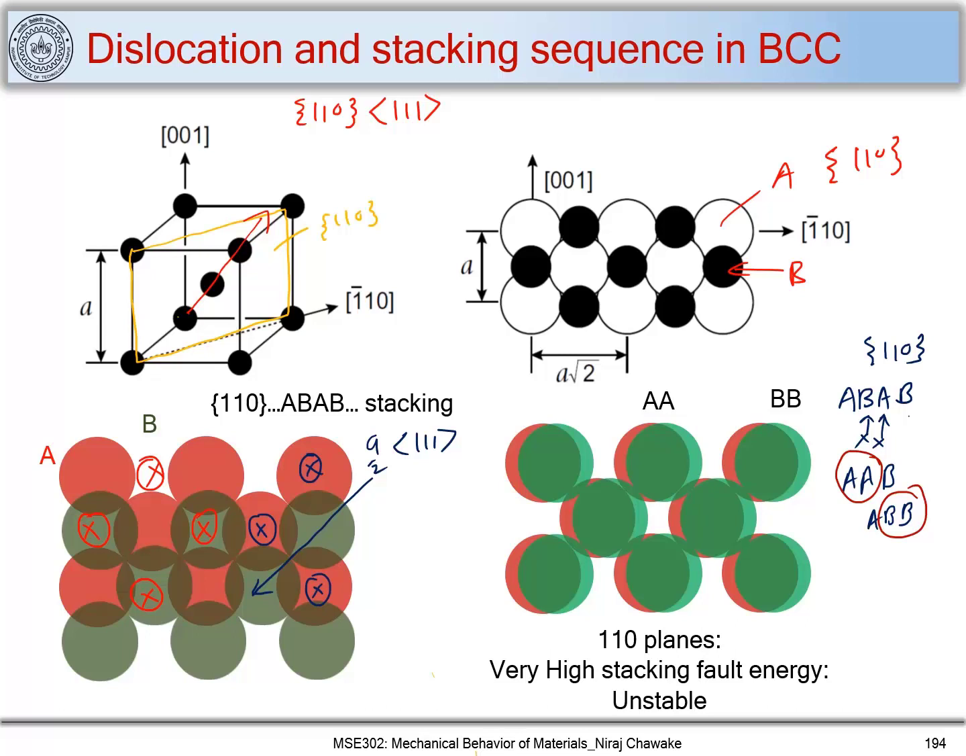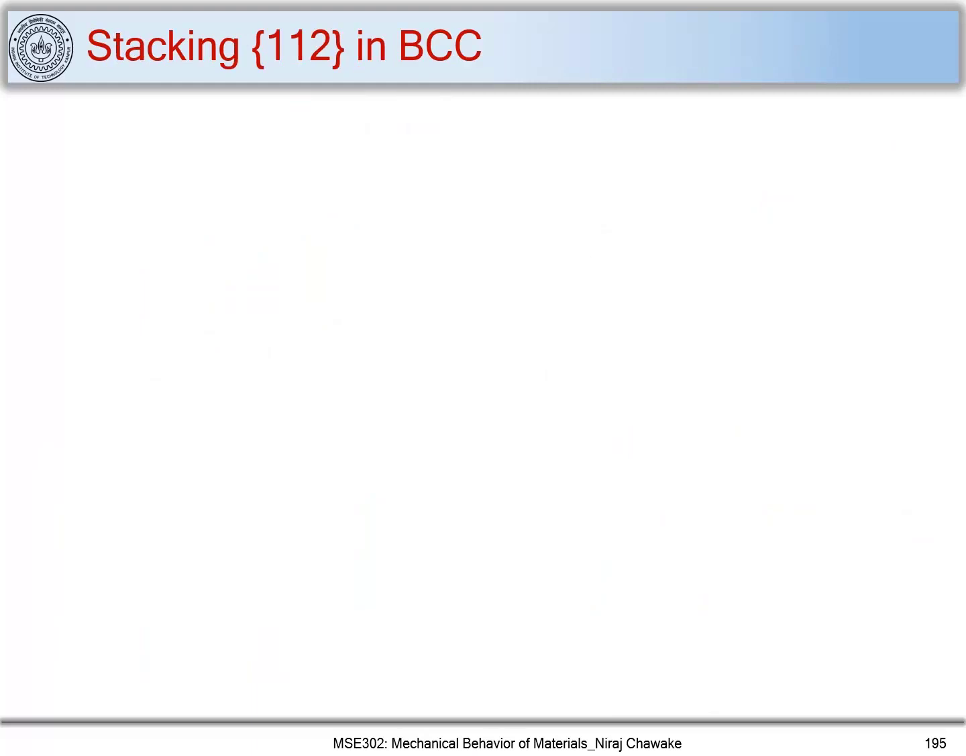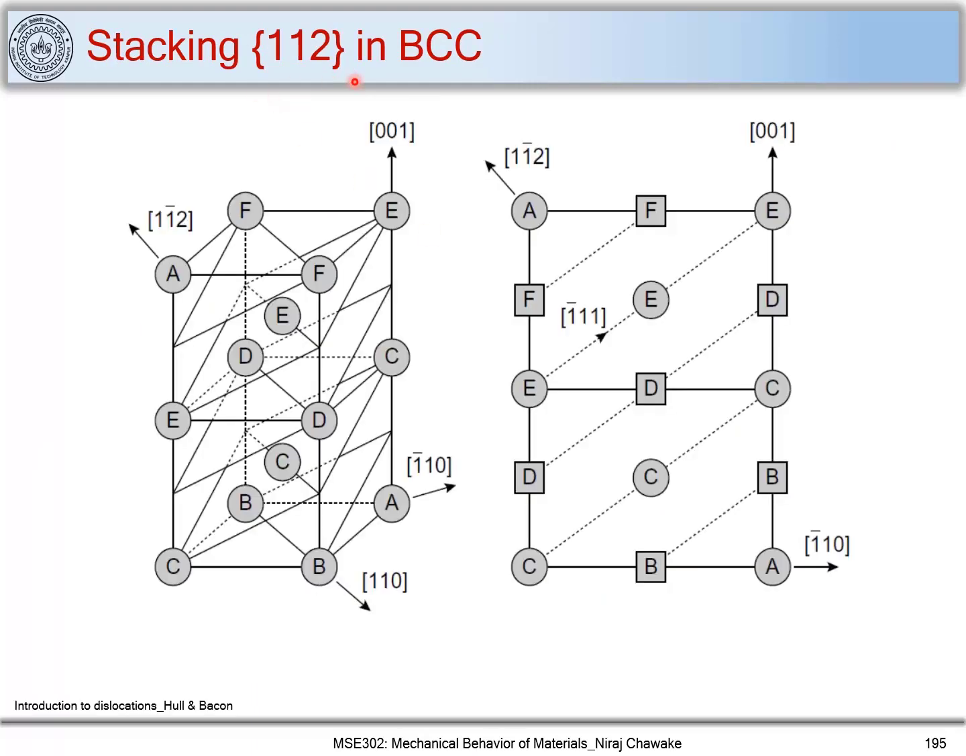Now let's look at some other stacking of planes in BCC, and let's look at the stacking of 112 type of planes in BCC. Now this is a BCC structure. What I have done here is draw two unit cells of BCC. This is one unit cell and this is another unit cell. So there are two unit cells, one above the other, and let's mark atoms.